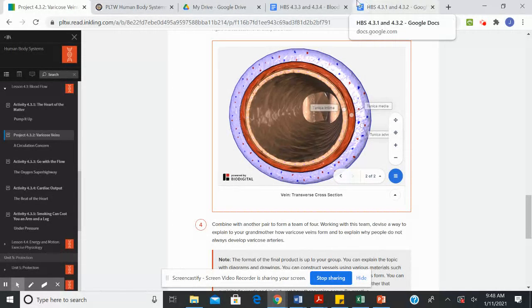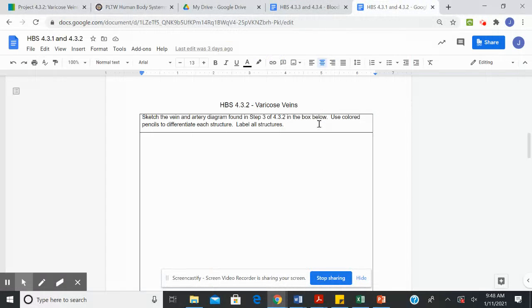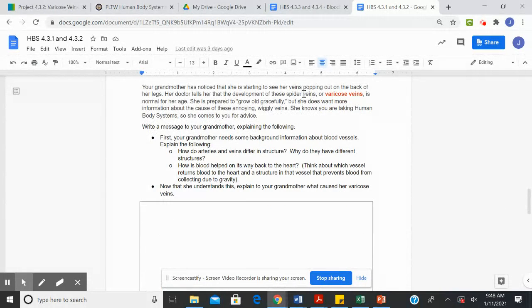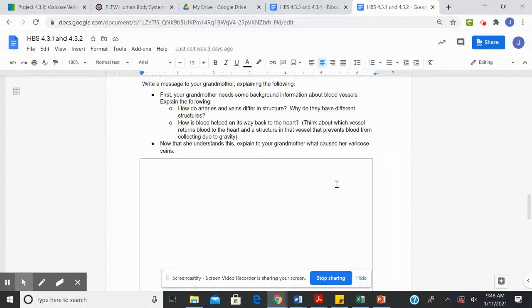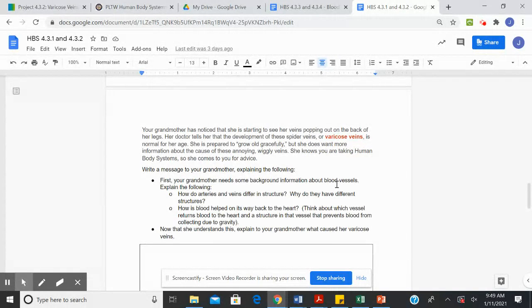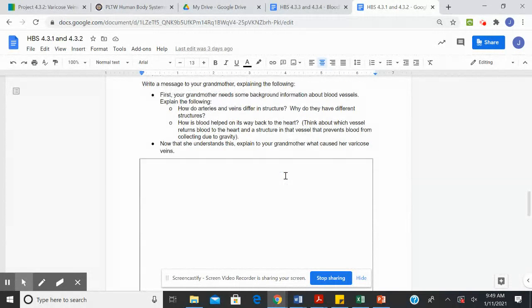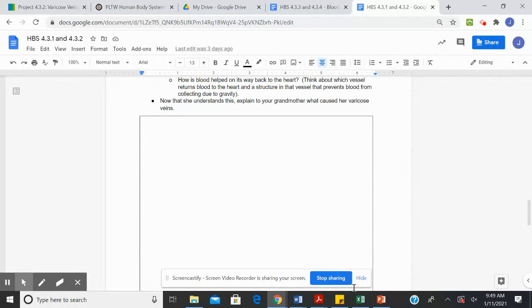So make sure you draw cross sections of arteries and veins. So hopefully you've done that already. And then you're going to explain to your grandmother why she's getting these varicose veins or spider veins. So you're going to tell her how arteries and veins differ in structure, kind of write like a letter to grandma here, and why they have different structures, why those structures are there, and how blood is helped on its way back to the heart. So think about that. And then use that to explain why there are varicose veins and not really varicose arteries.